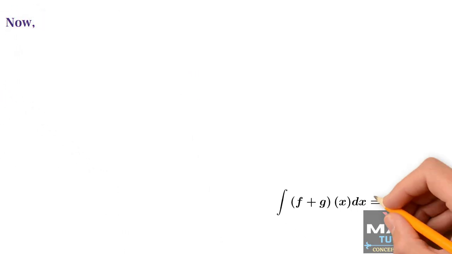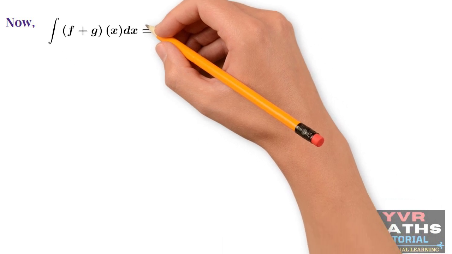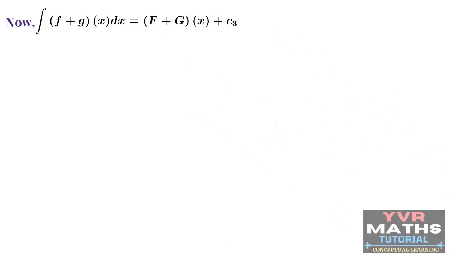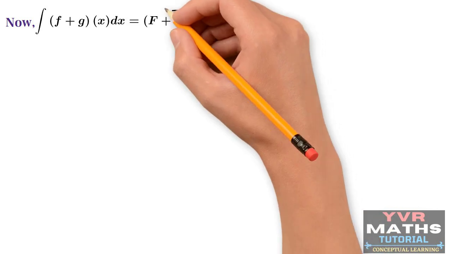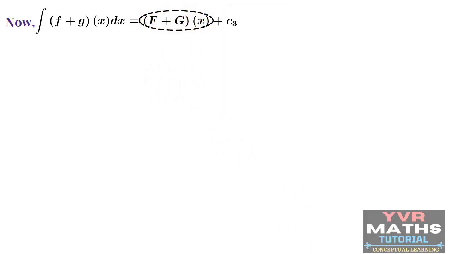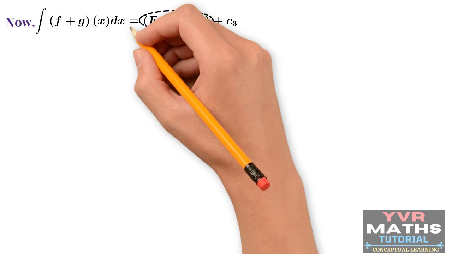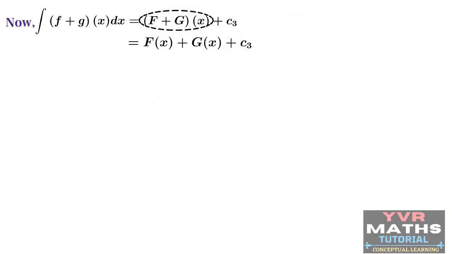From the definition of integral, this can be written as integral of f plus g of x with respect to x is equal to capital F plus capital G of x plus c3, where c3 is an integral constant. By using some basic algebraic properties, this can be written as capital F of x plus capital G of x plus c3.